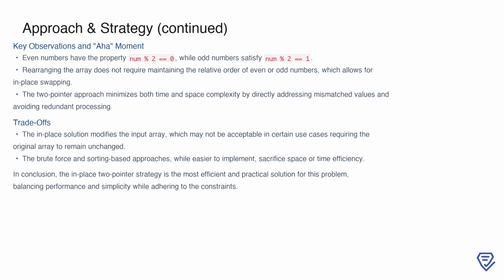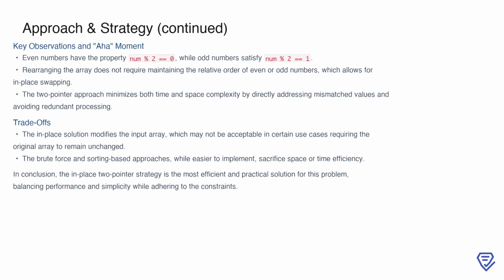Additionally, the problem does not require preserving the relative order of even or odd numbers, which allows us to use in-place swapping to rearrange the array efficiently. By addressing mismatched values directly, the two-pointer approach minimizes both time and space complexity, making it an elegant solution. However, it is important to note that this method modifies the input array, which might be a drawback in cases where the original array needs to remain unchanged.